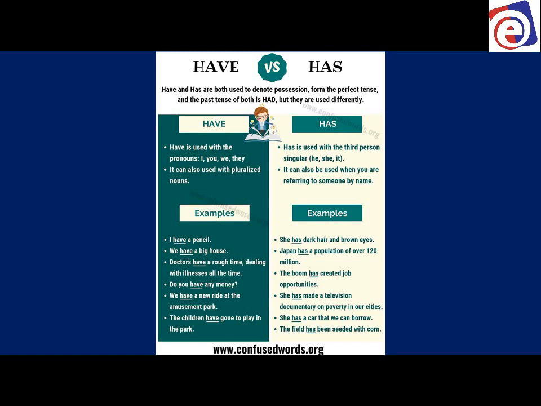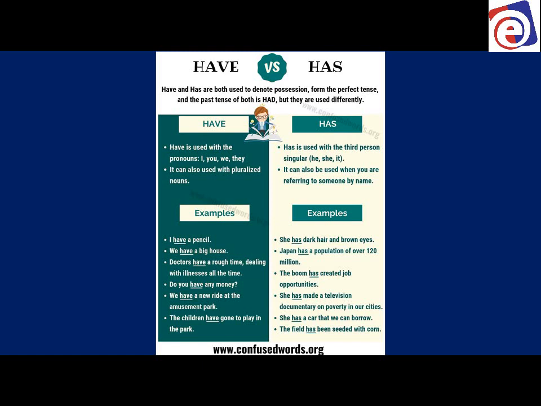What about has? Has is used with the third person singular. He, she, it. There's first person, second person, third person. We'll study about that sometime. But the third person is he, she, it. He has, she has, it has. It can also be used when you're referring to someone by name. By name. Let's look at the examples.